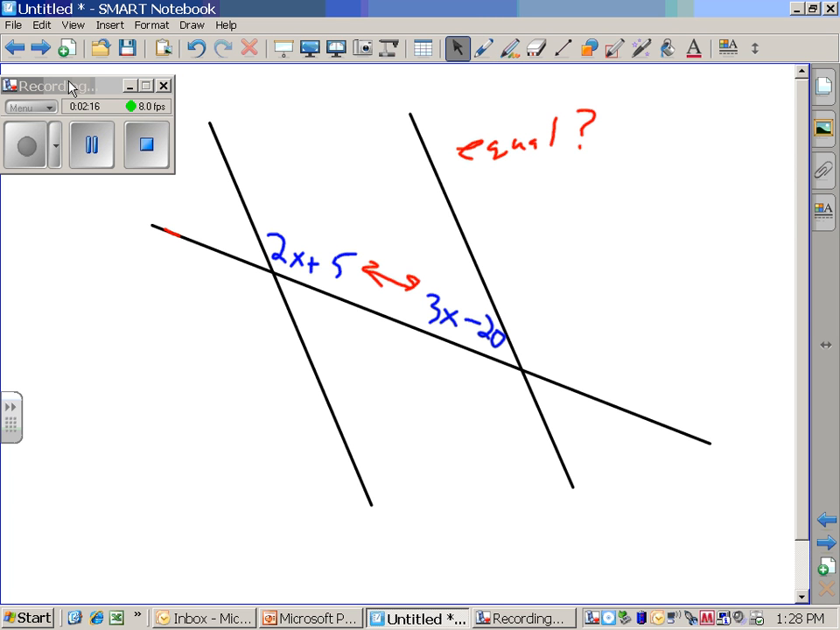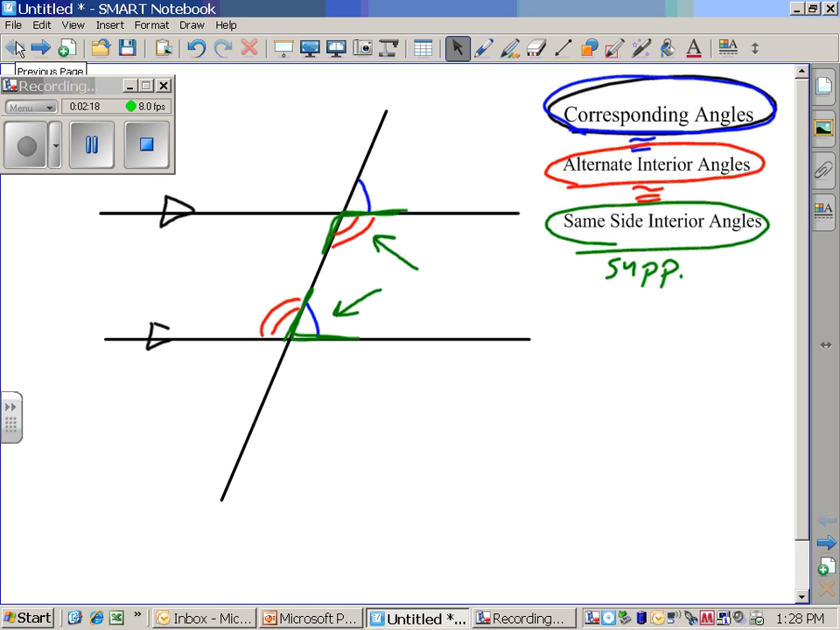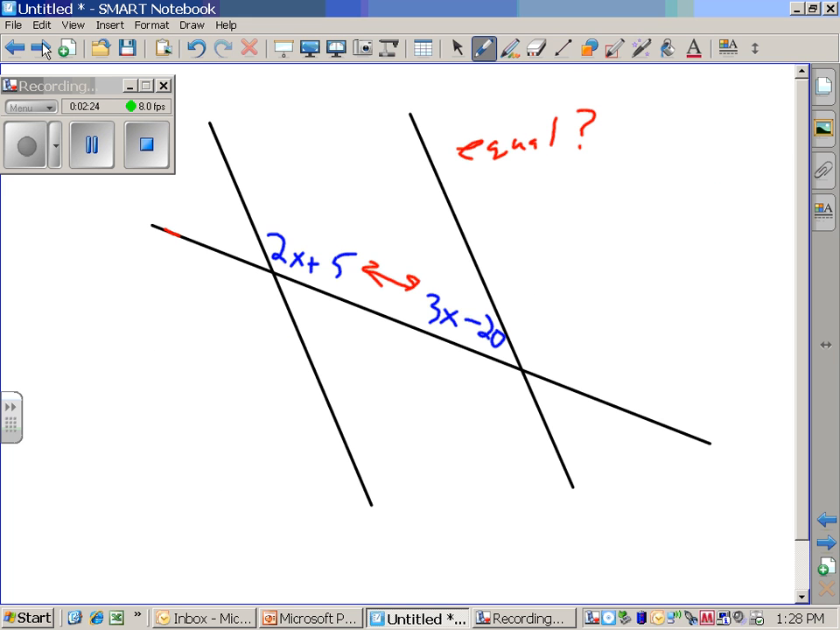Well, according to our special angle pairs, they look like same side interior angles, which are supplementary. So we should be careful. Before we go to set things equal, we have to make sure we know what their relationship is. Those two angles are supplementary, so this angle plus this angle equals 180 degrees.